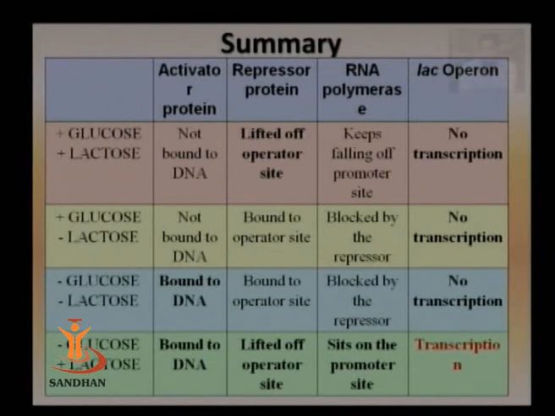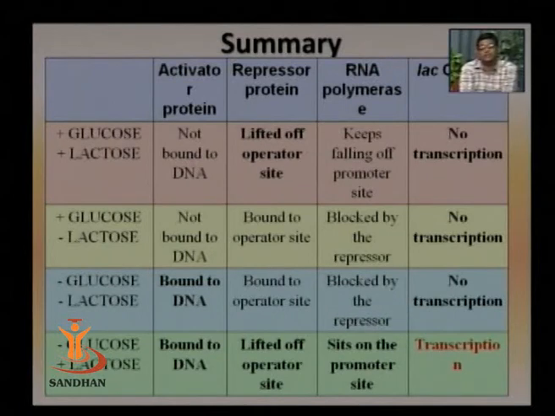The second scenario we have seen is when glucose is there but lactose is not there. The presence of glucose has a negative effect on Lac Operon, and the absence of lactose also has a negative effect on Lac Operon. So altogether in such a condition it will not undergo any sort of expression. So again Lac Operon will remain turned off.